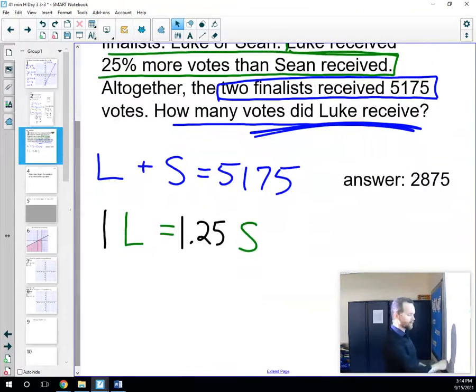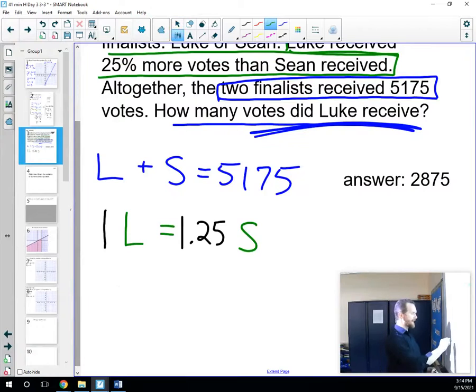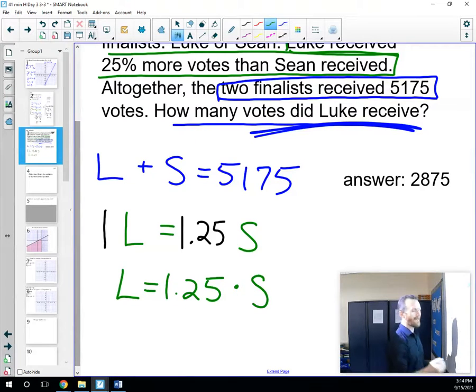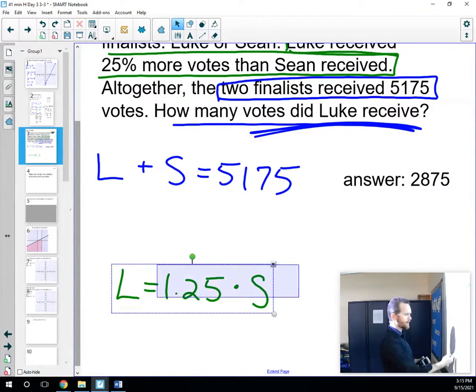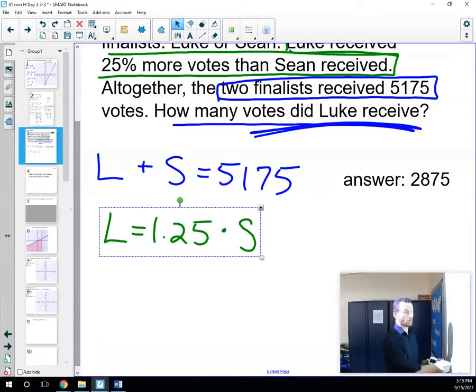Let me write this now just in green. So it would just be L equals 1.25 times S. That's how we would create an equation using that fact. Now, this isn't the only way to do it, but this is the way that makes sense to me. If you did it a different way and got the correct answer, that's a good thing.